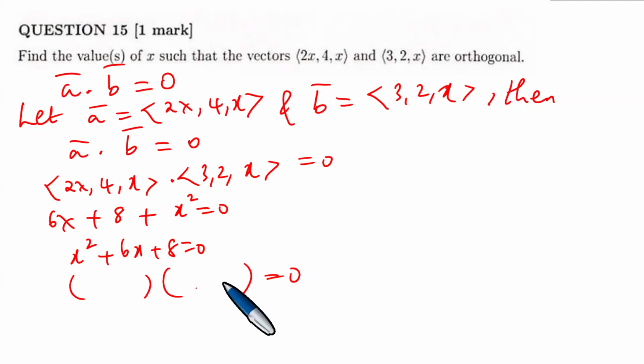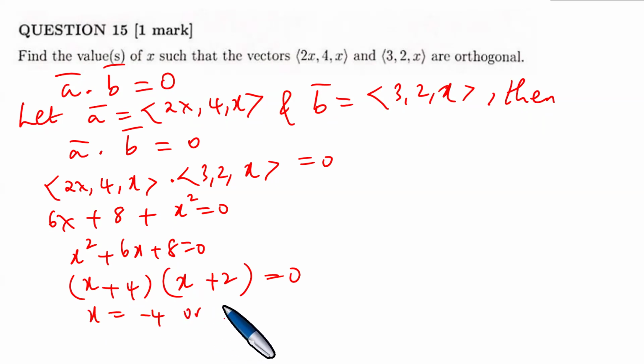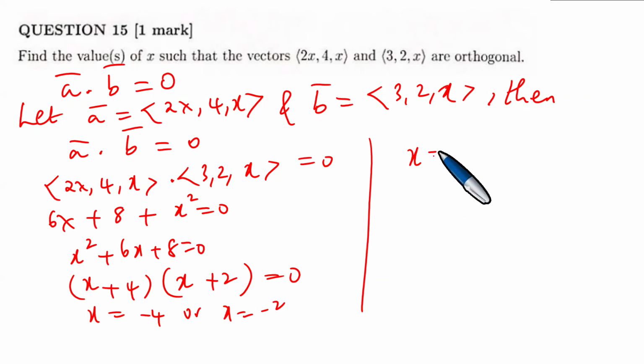And so we're able to find x. Now you need to find the factors here, which are exactly 4 and 2. You put a plus and a plus, which means x is minus 4 or x is minus 2. So the question was to find the values of x, and therefore x is minus 4 or x is minus 2, and these become the answers.